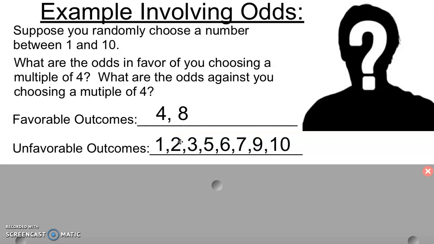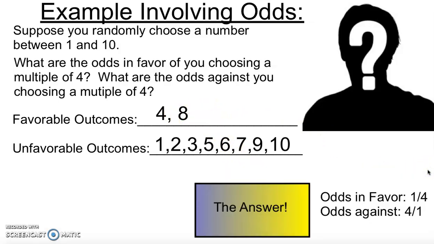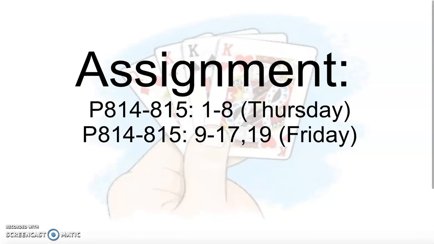So in this case, the odds in favor of picking a multiple of 4 would be 2, because there's 2 of them, and there's 8 that are not. So this would be 2 over 8, which is 1 over 4. And then the odds against would be 4 over 1, because there are 8 against, and there are 2 that are 4. So hopefully that makes more sense.